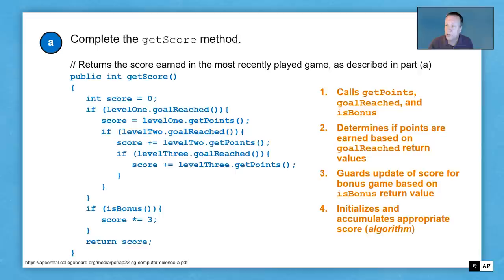Point two says, do you determine if points are earned based on the goalReached return values? This is my if statements. Do you check your if statements, and in your if statements, do you check the value returned from goalReached? And based on that, do you then determine if you're going to earn points? Point number three says, do you guard the update of a score for the bonus based on the return value that you get from the isBonus method? And then finally, if you do all those and get the score initialized, where score is equal to zero, and then the entire algorithm, did you get everything right? Were they nested ifs instead of separate ifs? And did you only call the bonus after that and multiply your total score by three and get the entire algorithm right, then you can earn point four as well.